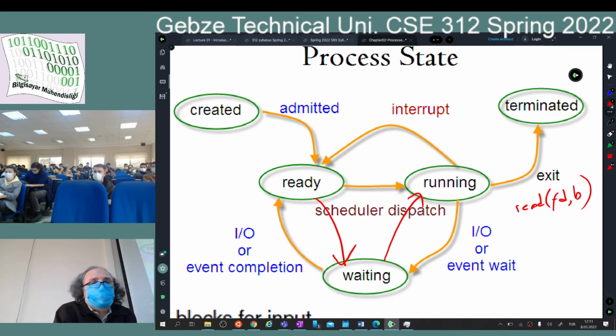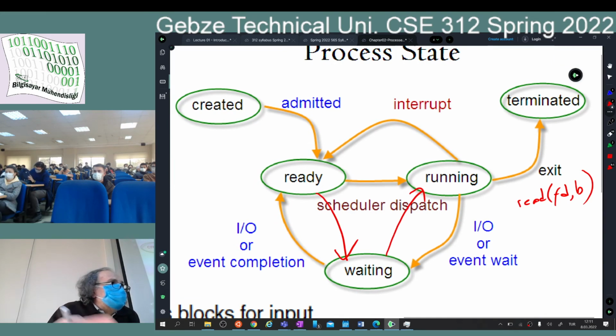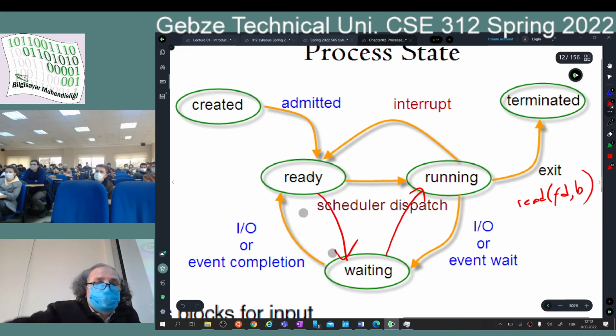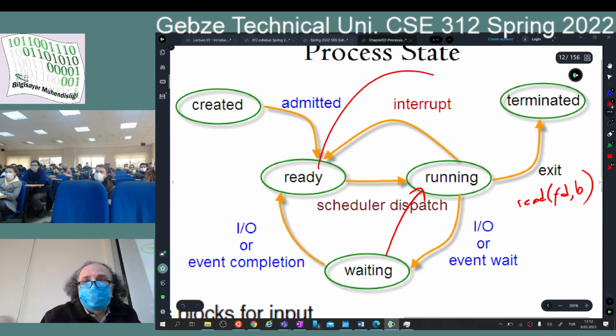If I am in the ready queue, I am not running, right? If I am not running, I cannot ask the operating system to do something for me. If I am ready, I am ready. I cannot be in the block mode while I am not running. So there is no transition from the ready queue to the waiting queue. The only way is to go that way. Good. Also, there is no way to go there either.